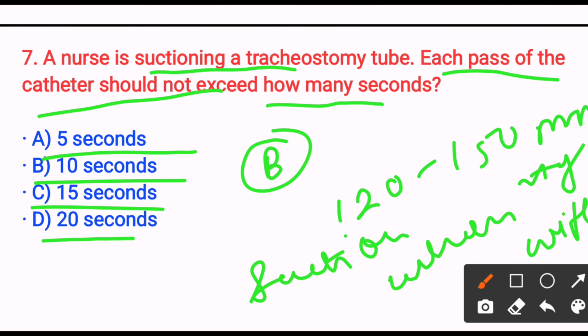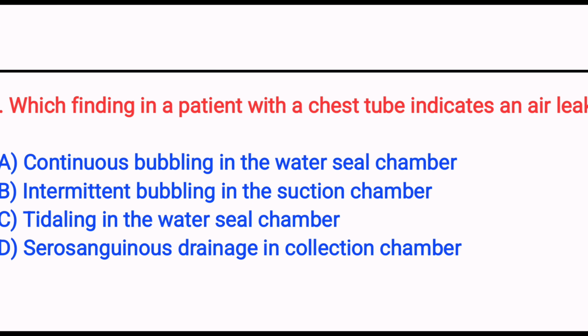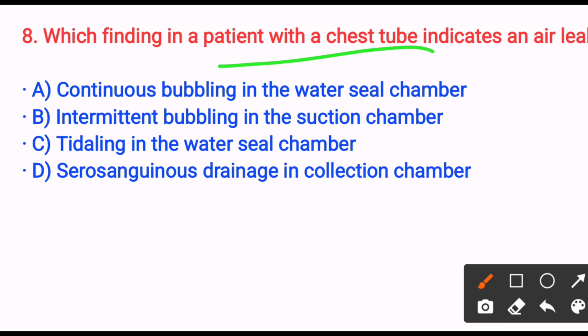So the answer will be option B. Next, which finding in a patient with a chest tube indicates an air leak?